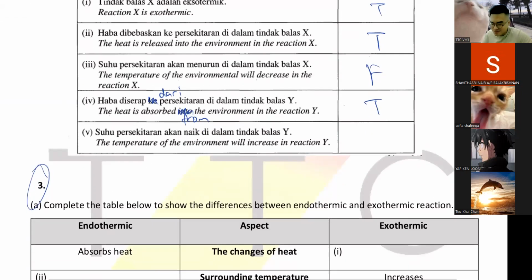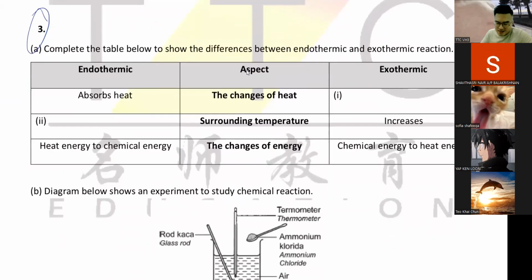No, so false. Okay, so anyway, next. Oh yeah, this one is easy. Absorb heat, release heat. Okay, bebaskan haba. So this is decrease. Okay, so suhu menurun.